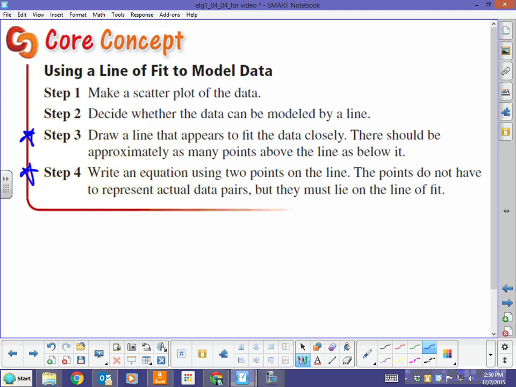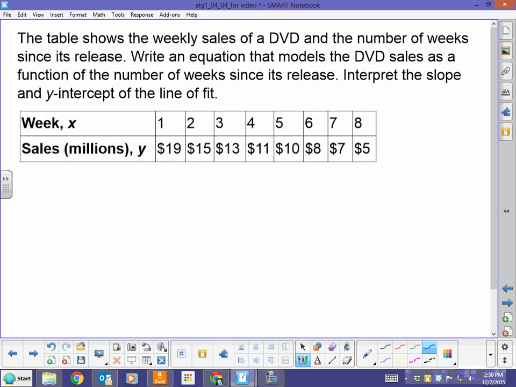Okay, so let's take a look here. Get this in your notes. Pause this if you need to, and we'll take a look at an example. So here we have this table. The table shows the weekly sales of a DVD and the number of weeks since its release. Write an equation that models the DVD sales as a function of the number of weeks since its release, and then interpret the slope and y-intercept of the fit.